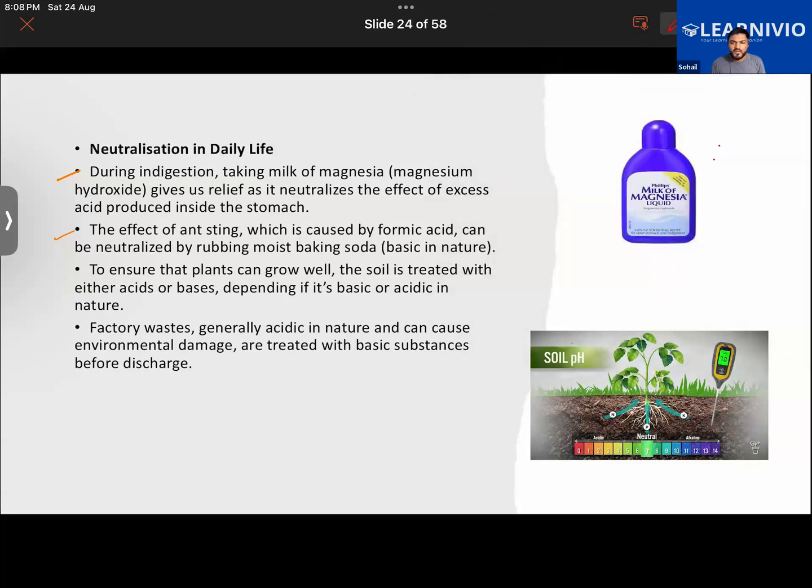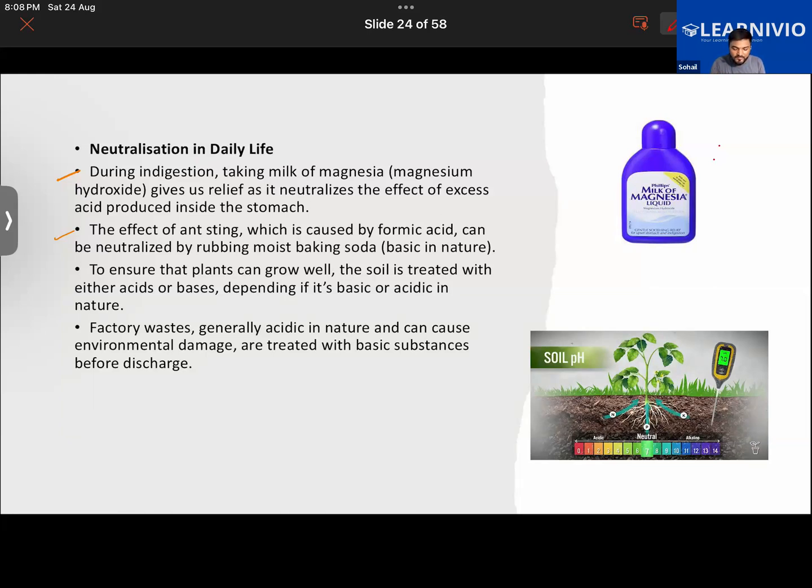So see, it is observed in nature that whether it be the digestion taking place in our stomach, the growth of the crops in the soil, or the fishes in the water bodies, all of them would be living comfortably, or the process of digestion would be taking place comfortably, if the pH level is maintained at neutral. If the medium is neither acidic nor basic, but neutral, it will happen in a comfortable state.